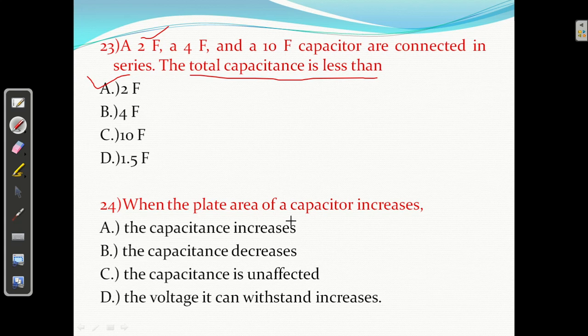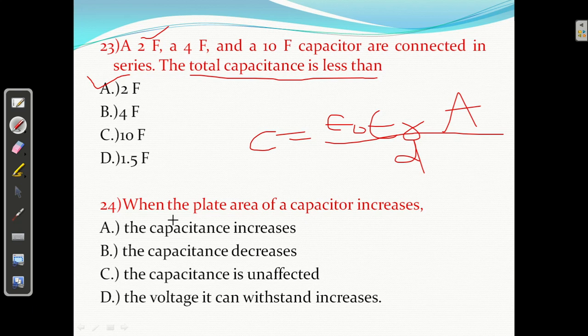When the plate area of the capacitor increases, we know C equal to what? Epsilon 0, epsilon R, A by D. This is the formula. If you increase the area, what happens to C? C will also be increased. Capacitance increases. Yes, that is the answer A. No need to read the others. Capacitance will be unaffected, not possible. Voltage it can withstand increases, I am not interested. If you increase D, C will decrease. If you increase epsilon R, C will increase. Like that. That is the answer.